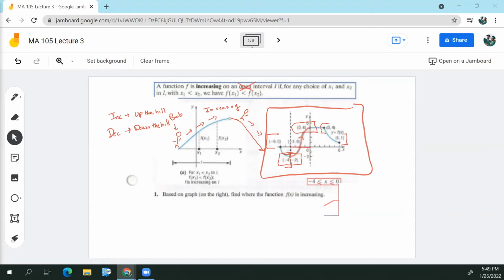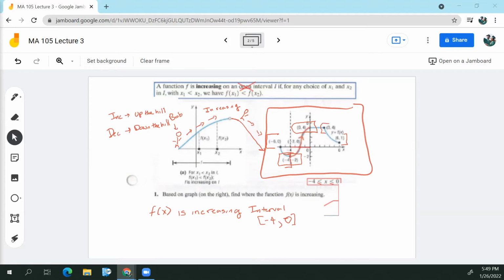So here's what we can say. We can say that f of x, this is problem 1, is increasing on the interval -4 to 0. Now, let me give you a quick explanation of this.